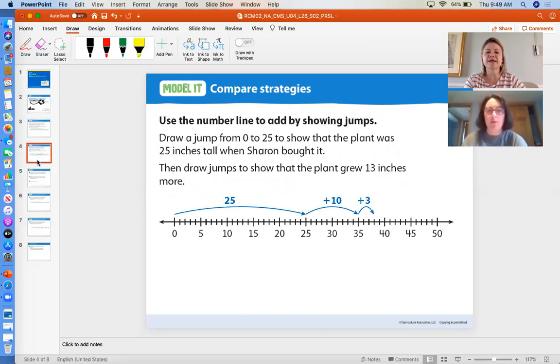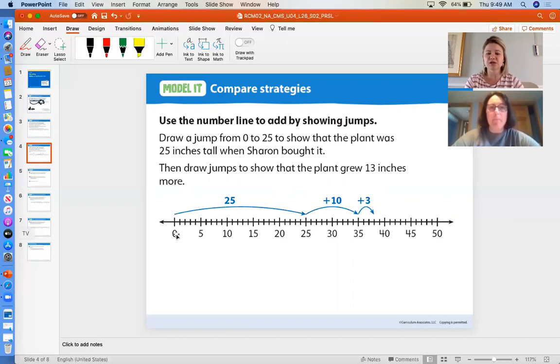Okay, the next way is to use the number line to add by showing jumps. So you heard Mrs. Walker and I talk about where to start. The reason I didn't start at 0 is just because we usually don't do it that way, do we? We kind of skip that step because in our brains, we already know where we're starting and that 25 has already gone by, right? But sometimes we need that visualization.